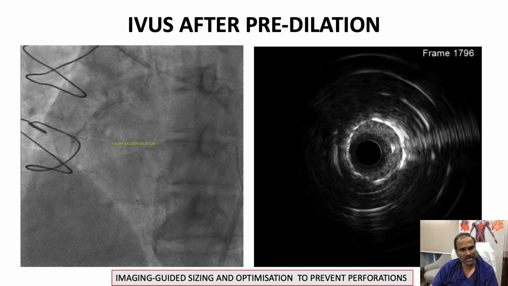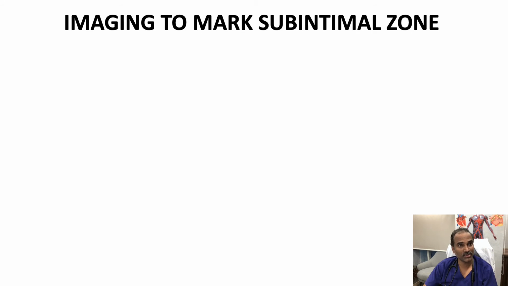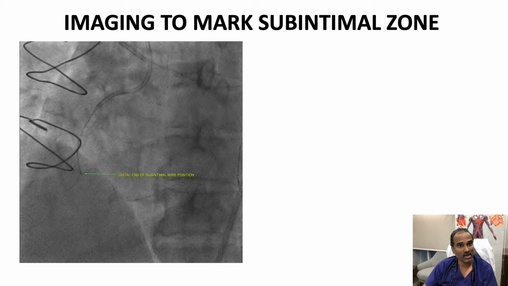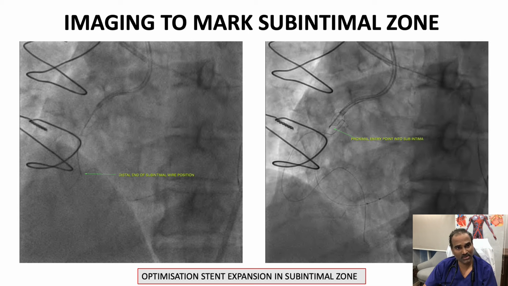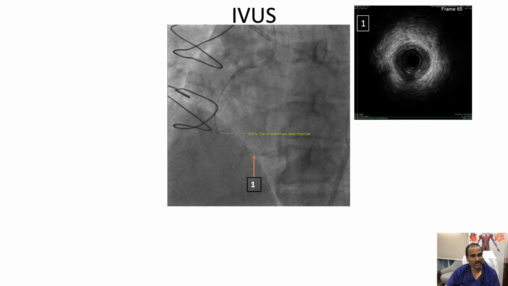Imaging is very important in such patients, to optimize stent expansion, especially in the subintimal zone. So we marked the subintimal zone. This is where the distal end of the subintimal position was, and this is where the proximal end of the subintimal position was. So you can see here.